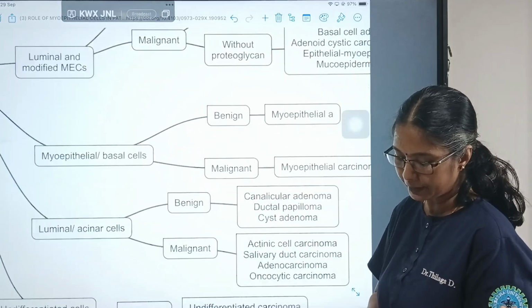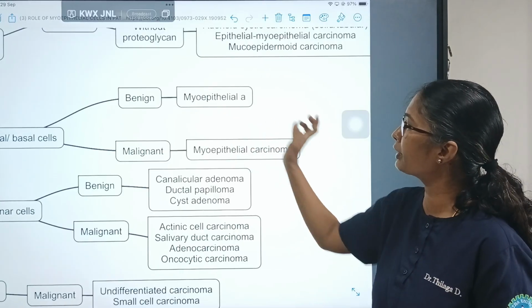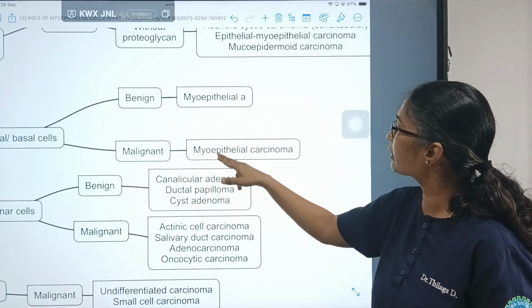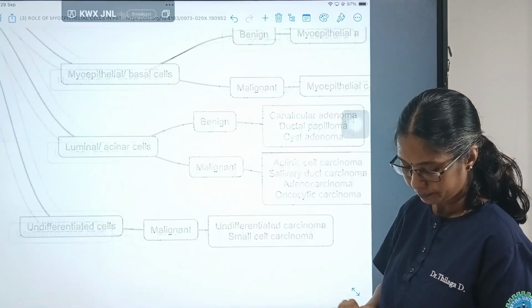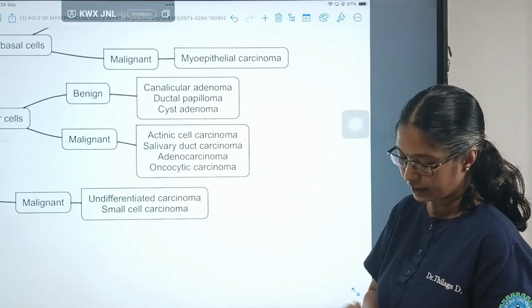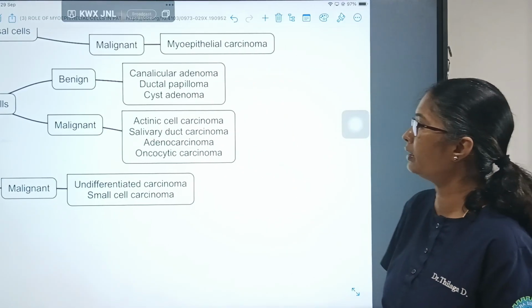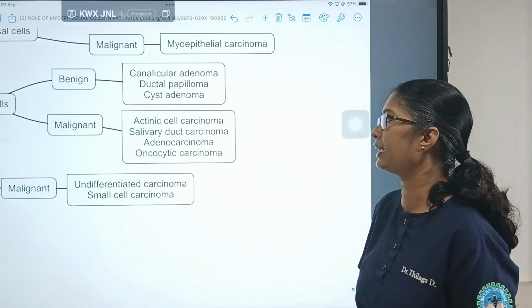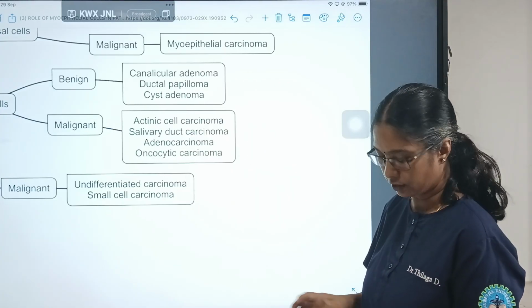When the myoepithelial or basal cells are involved, the benign and malignant versions are myoepithelial adenoma and myoepithelial carcinoma. And for the luminal or acinar cells, the benign versions are canalicular adenoma, ductal papilloma, and cystadenoma. The malignant versions are acinic cell carcinoma, salivary duct carcinoma, adenocarcinoma, and oncocytic carcinoma.